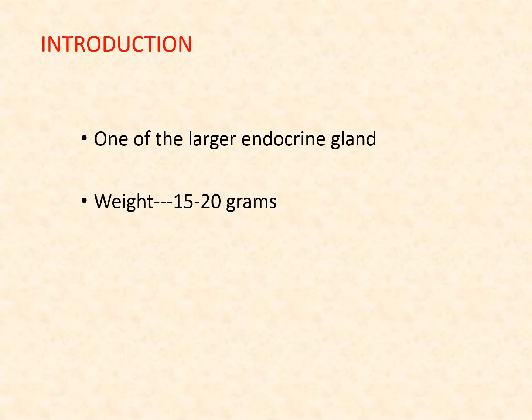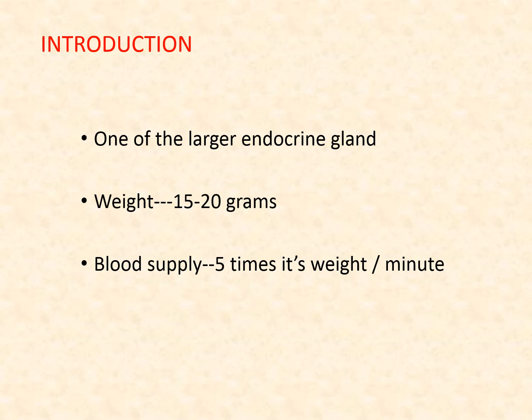So the thyroid gland is one of the larger endocrine glands, weighing approximately 15 to 20 gram, plus or minus 5 gram, with a rich blood supply, almost 5 times its weight per minute. So very high blood supply.